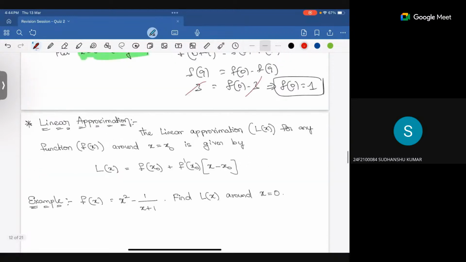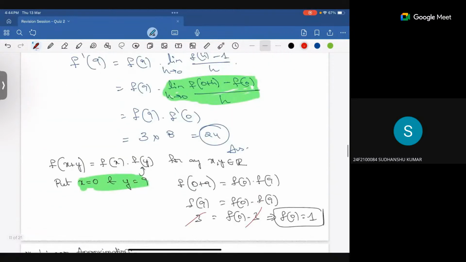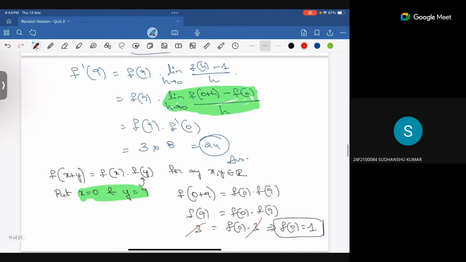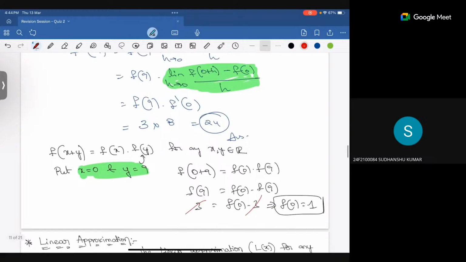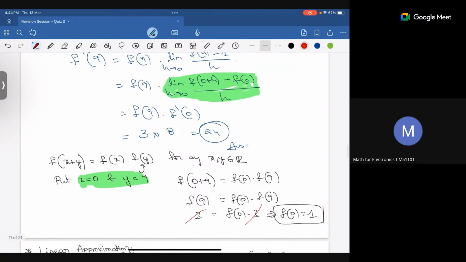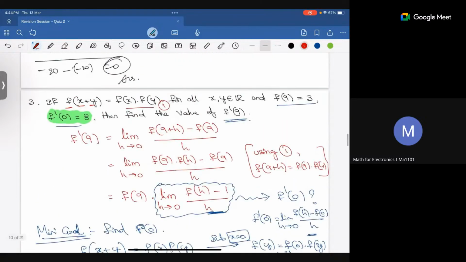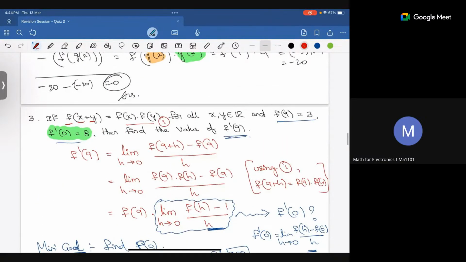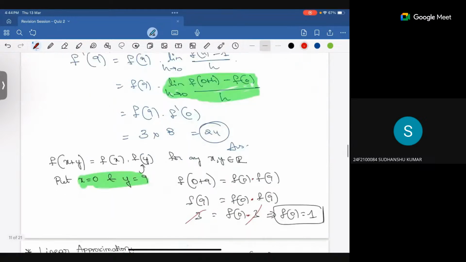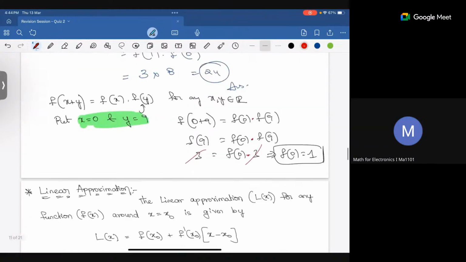But sir, in this f of 0 will be 0 now, because this is in subtraction, not in multiplication. Which is in subtraction, that is multiplication, no? Oh, this is in multiplication. Oh, okay. So here it is multiplication, no? The given information is f of x plus y is f of x into f of y. That is into, that is not minus. Okay, sir. Oh, that was my mistake. So that is product.